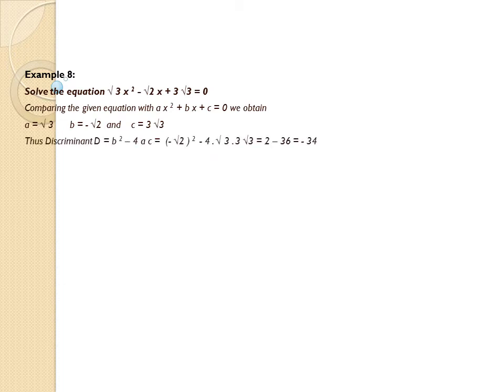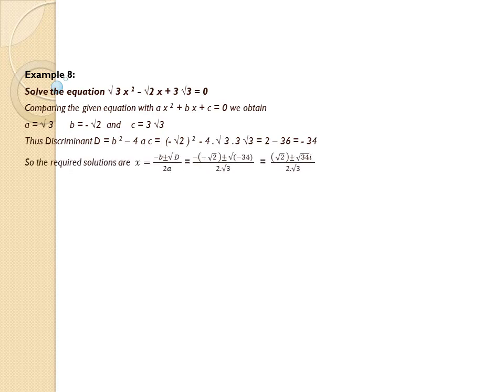So the discriminant, that is b square minus 4ac, is (minus root 2) whole square, because b is minus root 2, minus 4 times ac. a means root 3 and c means 3 root 3. So it becomes 2 minus 36 equal to minus 34.